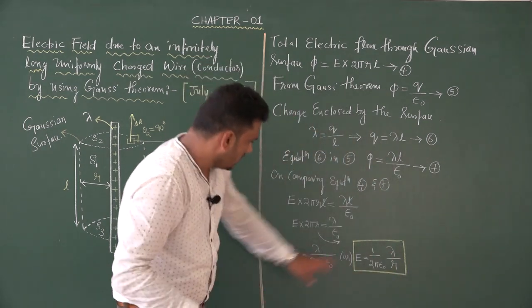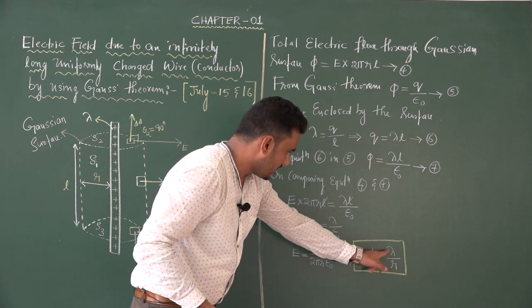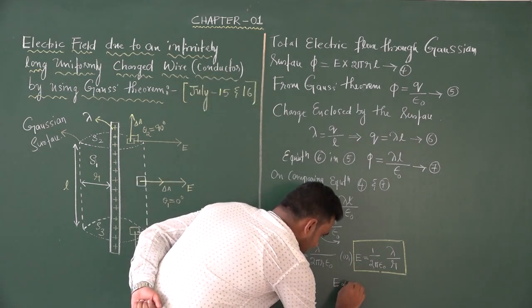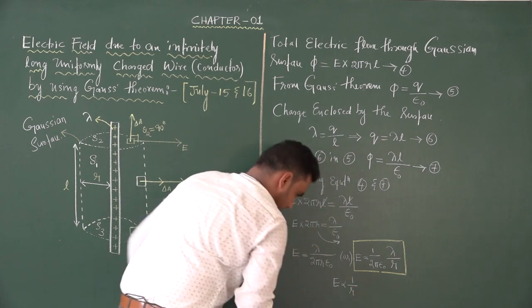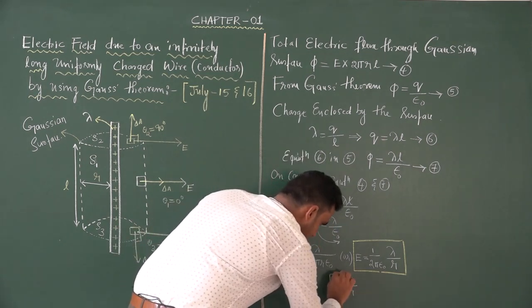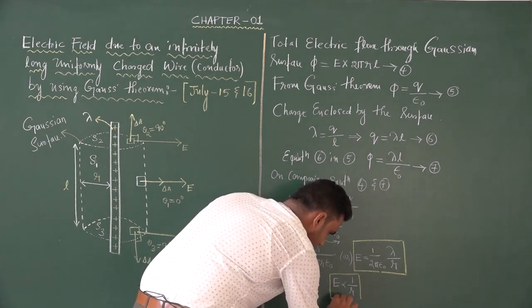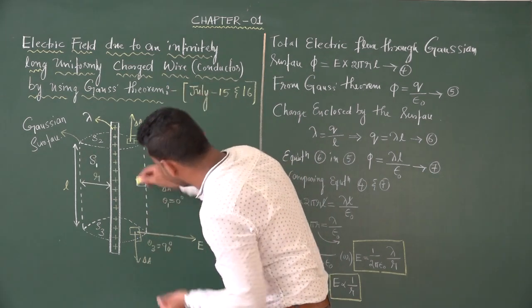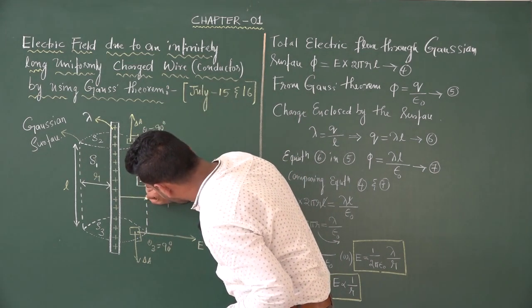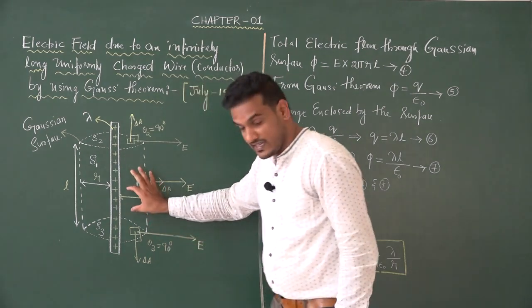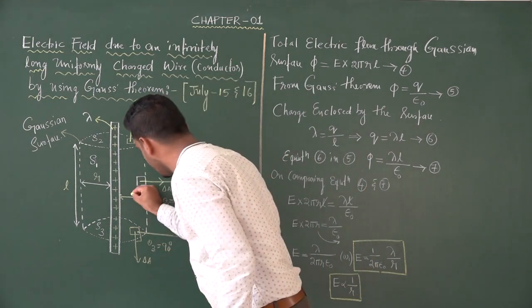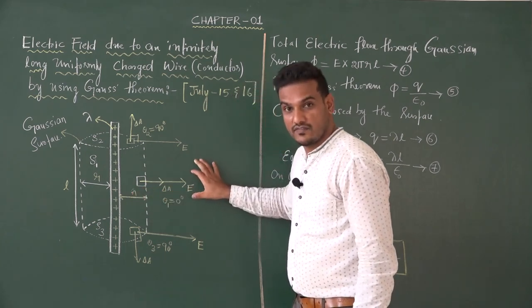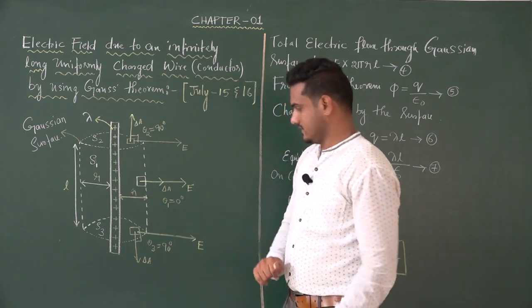E is equal to 1 over 2 pi epsilon naught lambda divided by R, which means electric field is inversely proportional to the distance. Which means as the distance, which I have taken as the radius R, increases, the magnitude of the electric field goes on decreasing.